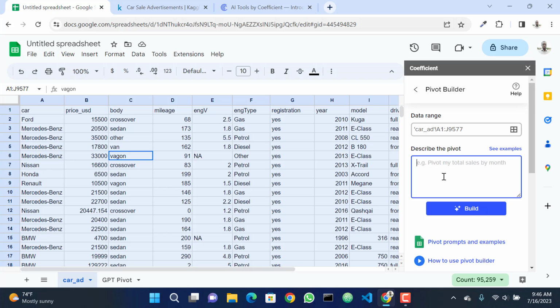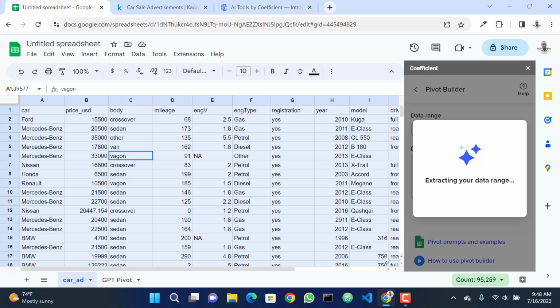So let's ask: how does the price vary by car brand, body type, engine type, and drive type? So let's tell it to build.